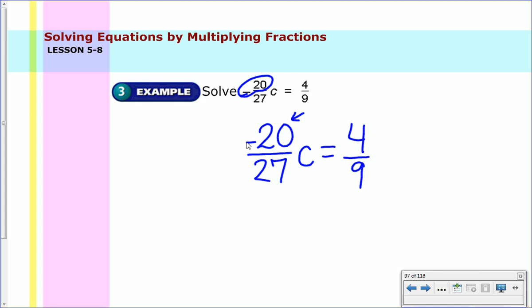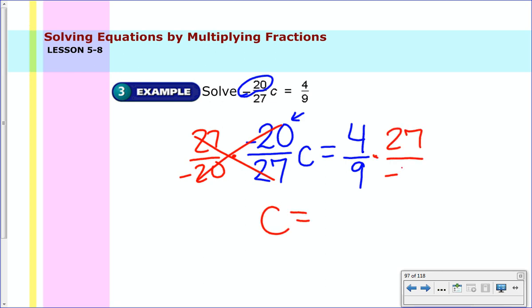All right, so let's check this one. And again, I'm just going to quickly go through it. And I'm left with C is the same as, and again, I'm going to simplify before I do it. 9 and 27 share a factor of 9. So that simplifies like that.